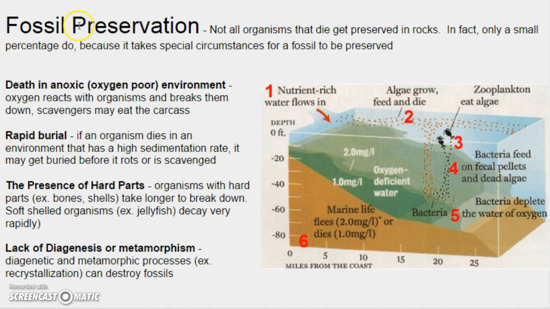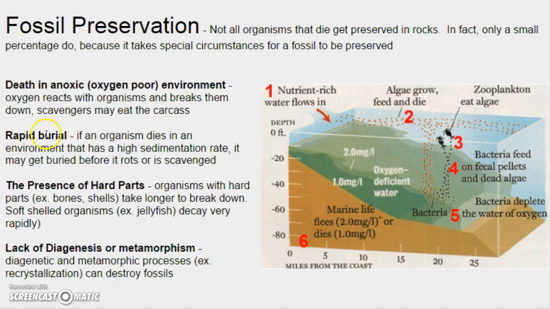So let's look at fossil preservation. Not all organisms that die get preserved in rocks. In fact, only a small percentage do, because it takes special circumstances for a fossil to be preserved. So here are 4 key ingredients. You have to have death in an anoxic, which is oxygen-poor, environment. Oxygen reacts with organisms and breaks them down. Scavengers may even eat the carcass.